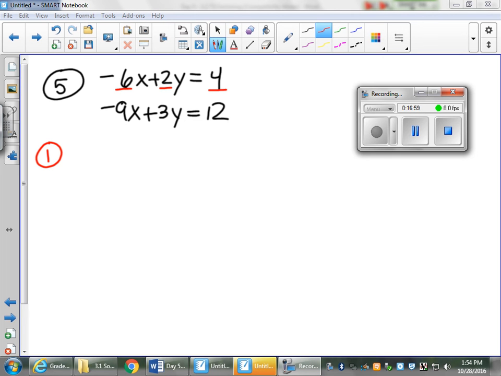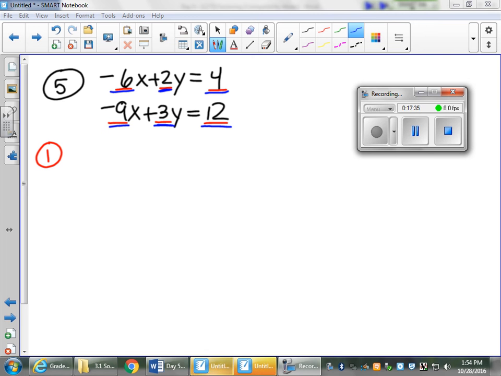So what I was saying is when you're trying to decide which variable to isolate, you need to ask yourself, does 6 go into 2 or 4? No, it doesn't. So don't isolate x. Does 9 go into 3 and 12? No, it doesn't. So don't isolate x. Then you could ask yourself, does 2 go into 6 and 4? Yes, it does. So y would be a good variable. And then below it, does 3 go into 9 and 12? Yes, it does. So I would say isolate the y in either or. You don't have to do both. You just have to technically isolate one equation.